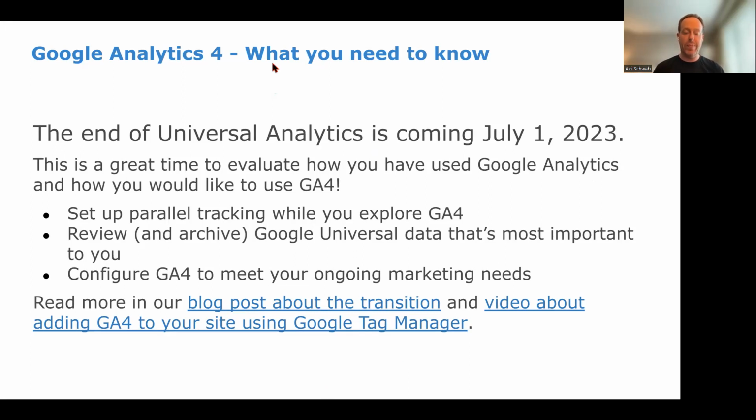So the second bullet indicates you need to review the data in Universal Analytics that is most important to you and figure out what you need to get out of there. And finally, just reviewing what your marketing needs are. Google has a whole suite of analytics tools, GTM, Tag Manager, that is Tag Manager. There are a whole bunch of other tools that are important to understand your marketing needs holistically. So again, check out this blog post and the related video that help you with this transition.